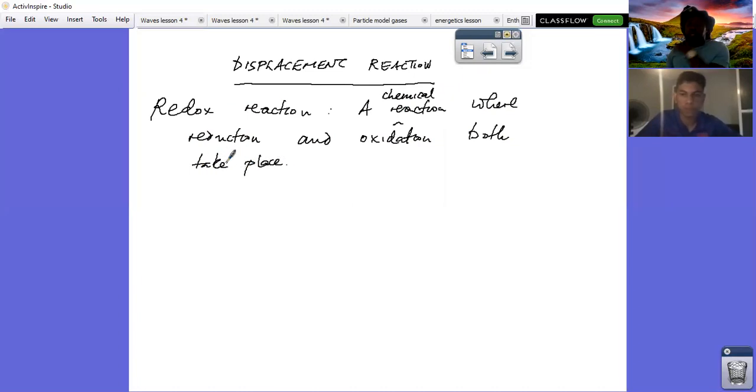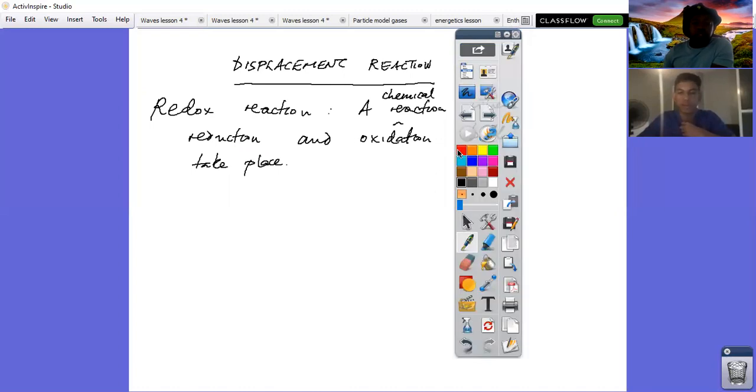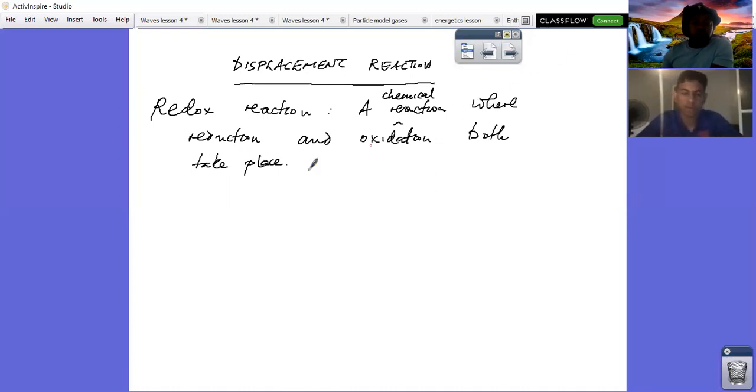Now let's remind ourselves, what is reduction? Is it gaining? I can't remember. No worries, that's fine. There are two definitions to start off with. The easy grade 4 definition is to say that reduction is the removal of oxygen from a compound.